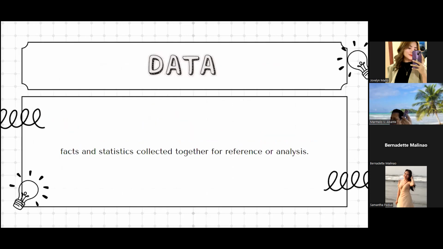For us to understand the nature of data, we need to know what data is. Data comes from the Latin word datum, which means a piece of information. Data is in plural form. So, what is data? According to Google, it's the facts and statistics collected together for reference or analysis.